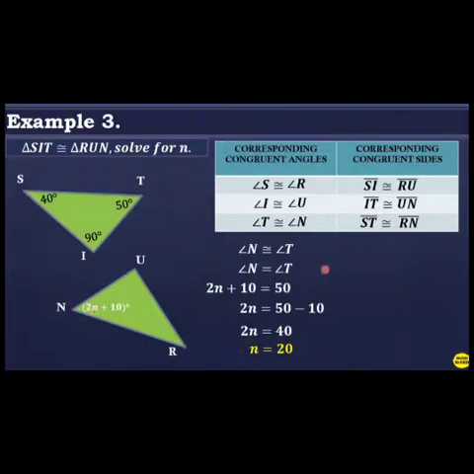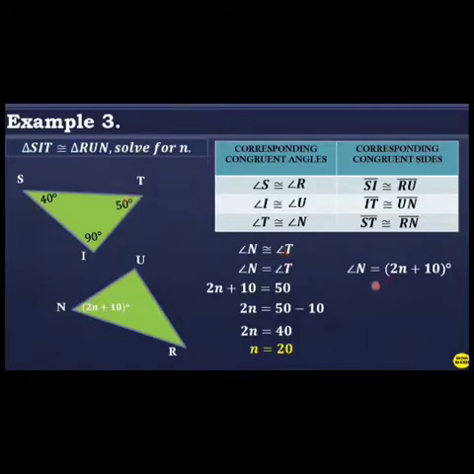So, pwede natin i-check. Kunin natin yung measure ni angle N. So, your angle N is 2N plus 10 degrees, right? So, i-substitute natin dito yung 20. Let's see if they are really equal to each other. Okay? So, dapat tingnan natin, pag sinubstitute natin dito yung N, dapat equal nga siya sa angle T kasi base dito.